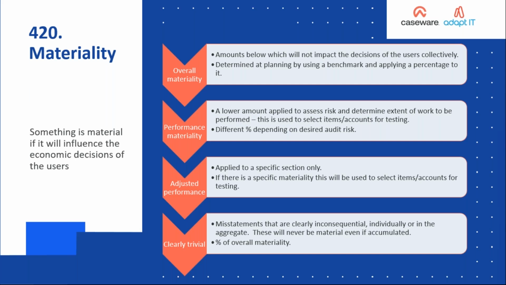The second type of materiality is the performance materiality. This one is set at a lower amount than your overall materiality. It provides a margin, or a buffer, so that these small individual immaterial misstatements will not then accumulate to an amount which would be materially misstated in the financial statements. So the different percentage applied will then depend on your desired audit risk.